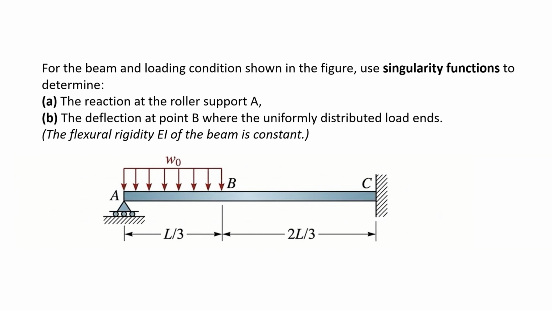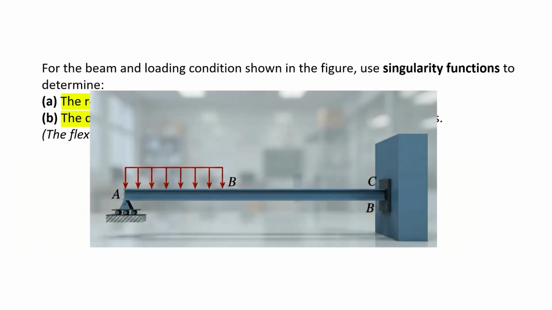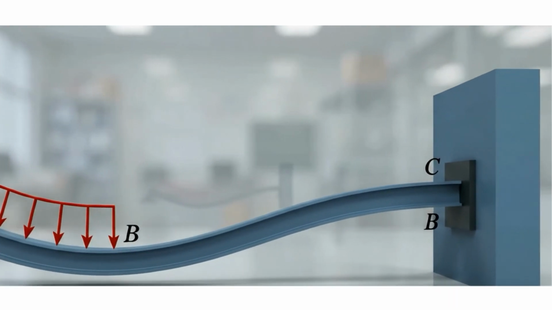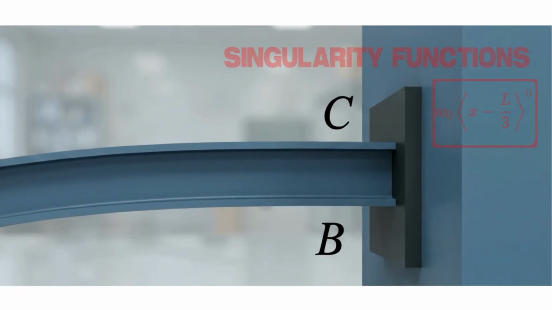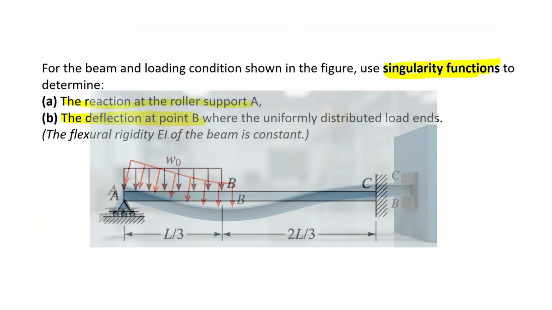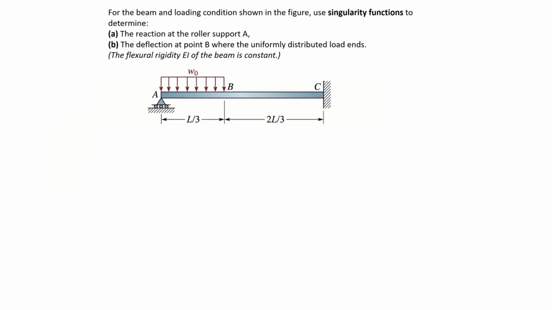The problem is asking us for two things. First, the reaction force at point A, which is RA. Second, the deflection at point B, basically how much the beam sags. Now, the absolute cleanest way to save your life in these problems is using singularity functions. We'll start our equation at the very bottom level with the load function, which is Q of x.